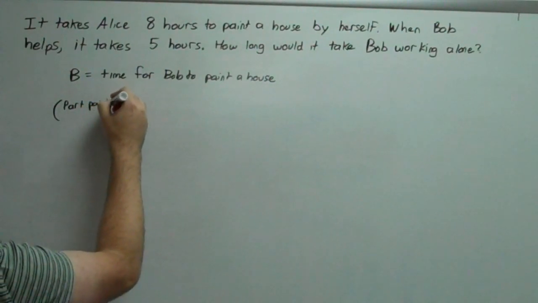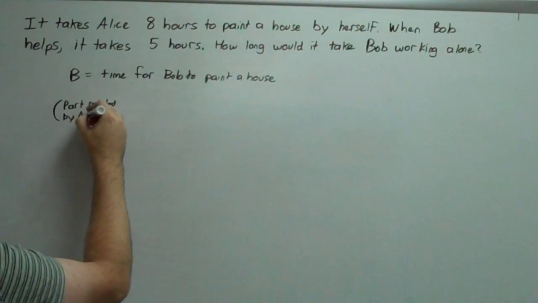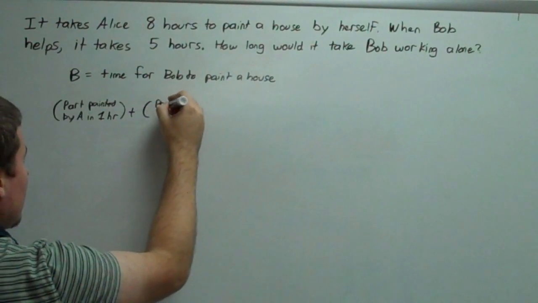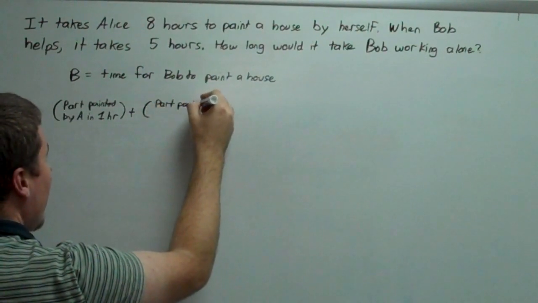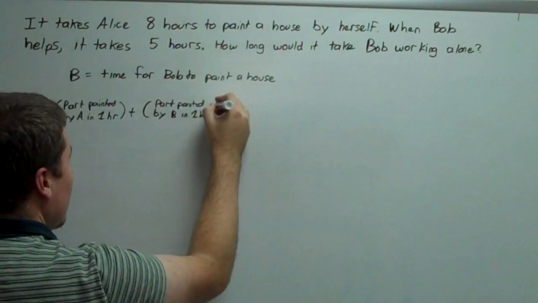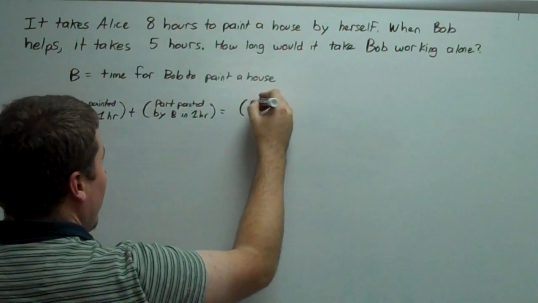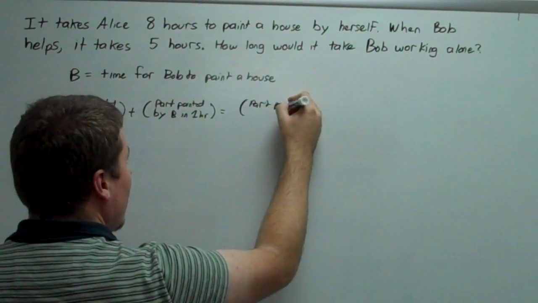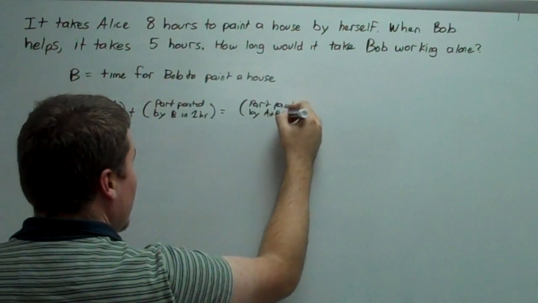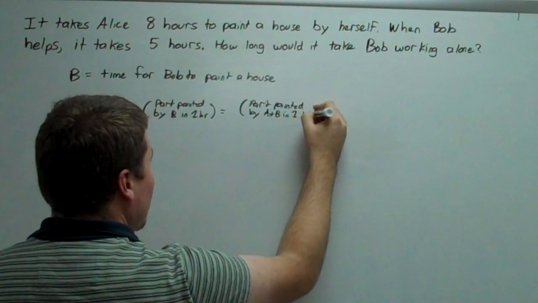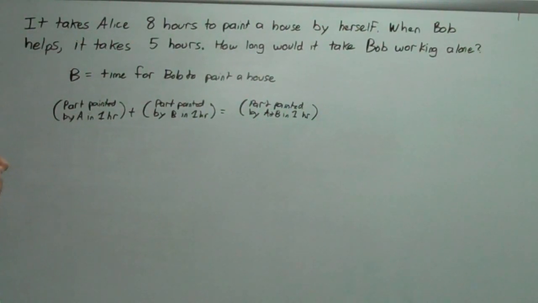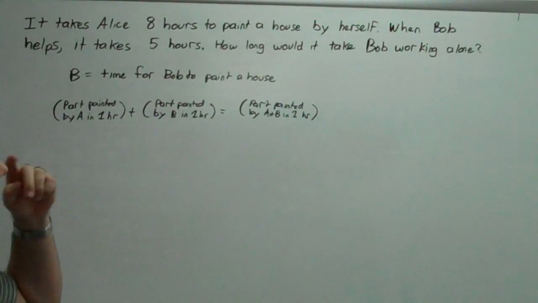painted by Alice in 1 hour, plus the part painted by Bob in 1 hour is going to equal the part painted by both of them in 1 hour. Conceptually, this equation should be pretty straightforward. So now all we have to do is figure out the values.